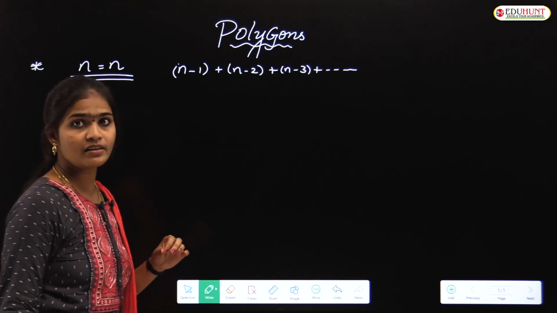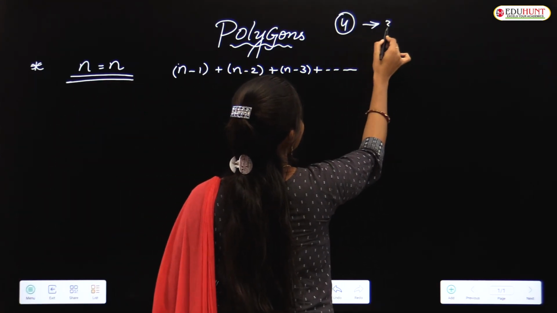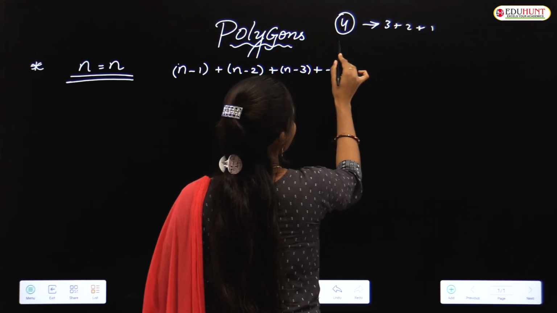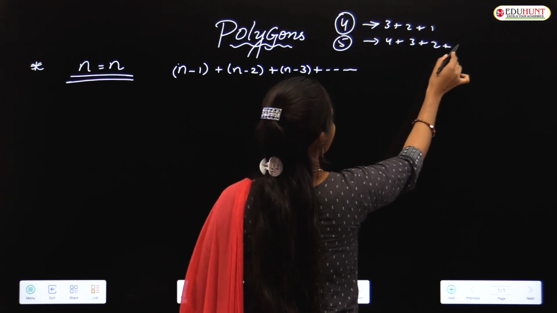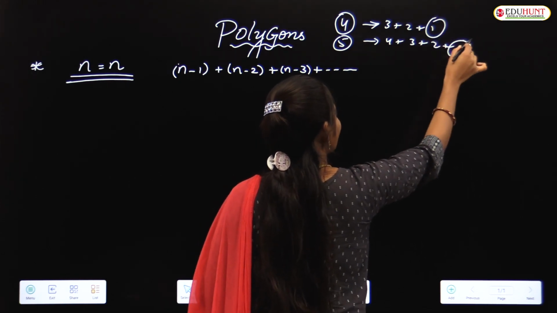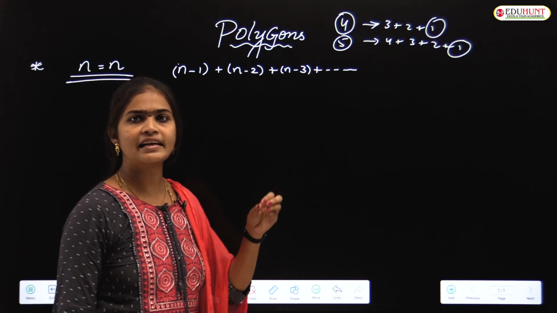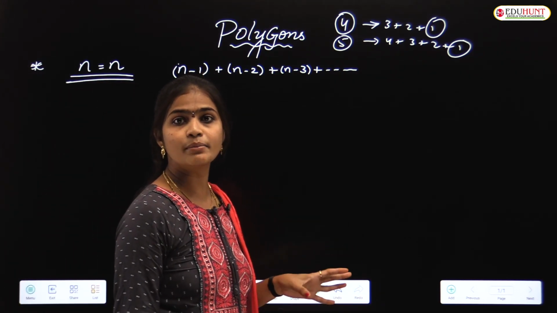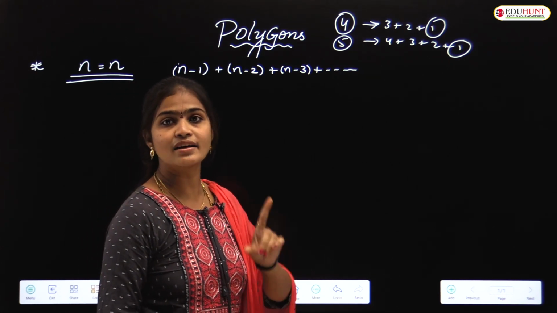if you observe, for a 4-sided figure it is 3 plus 2 plus 1, and for a 5-sided figure, 4 plus 3 plus 2 plus 1. So it always ends with 1, no? In every case, whatever the number of sides of the figure, the last number is always 1.